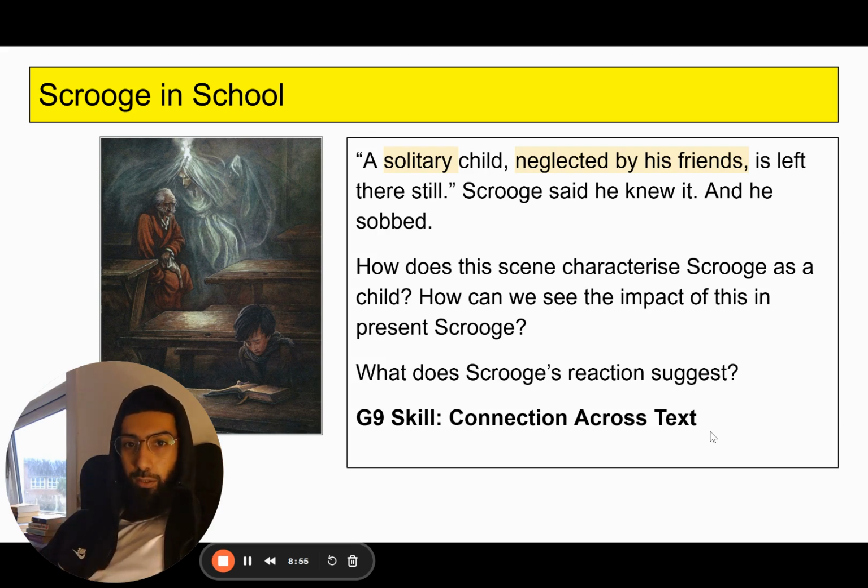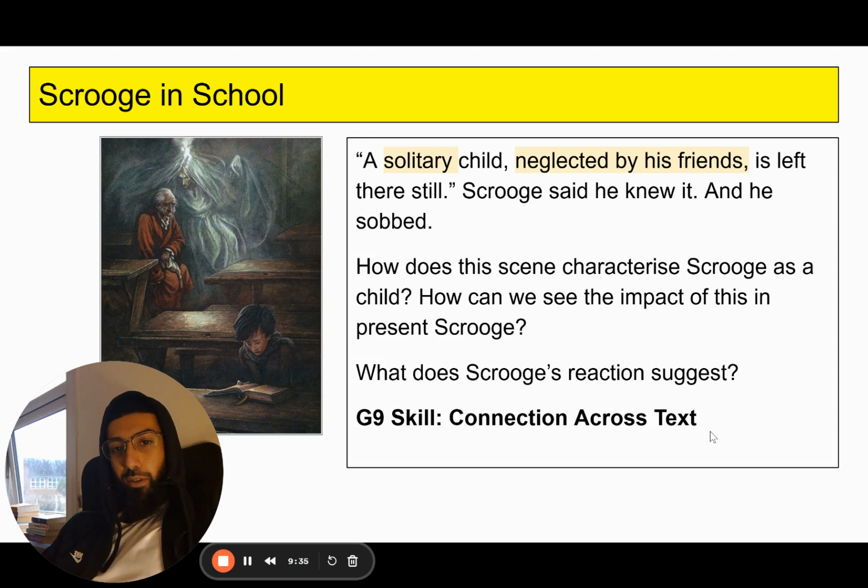Now, the first place that the ghost takes Scrooge is to school. And this part makes me really upset because, one thing to clarify, Scrooge is not like this evil monster that's malicious and malevolent. He's an individual that's been taunted and is impacted by his past experiences, and it shaped him. Same way our past experiences shape all of us. And this quote, this is probably the only quote I've memorized from this section. "A solitary child, neglected by his friends, is left there still. Scrooge said he knew it, and he sobbed."